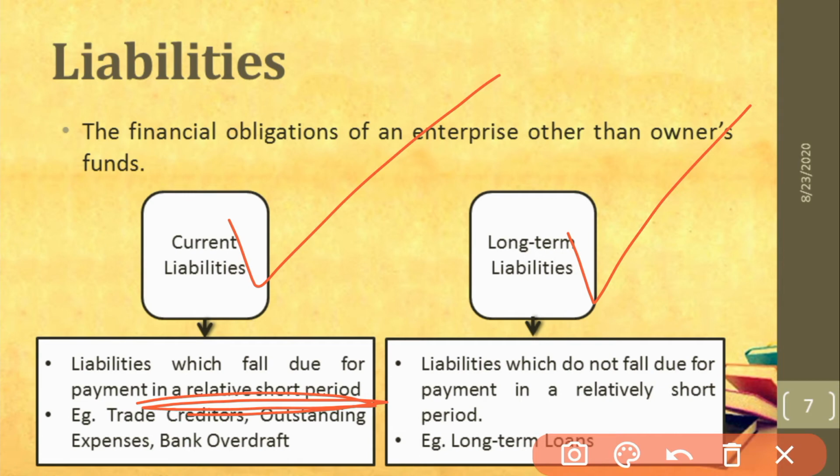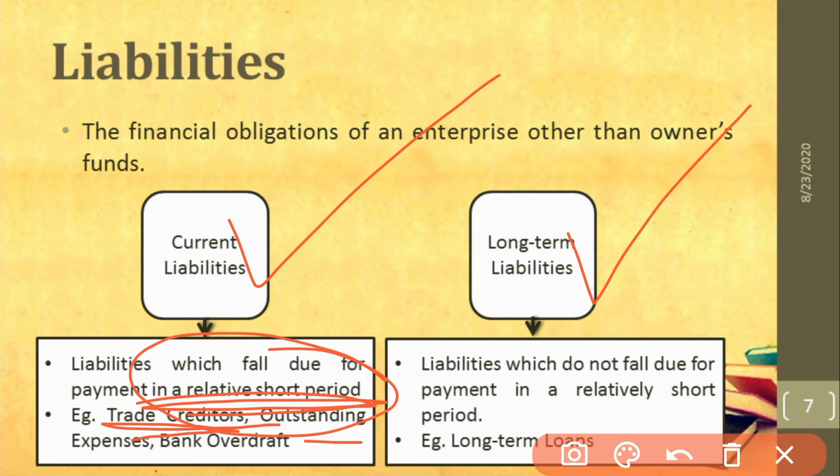This short period is determined as the one accounting period that comprises 12 months. In India it is from 1st April to 31st March. So whatever liabilities are due in that short period of time, or in one accounting period, are known as the current liabilities. For example, trade creditors: creditors to whom we have to pay within 12 months, from whom we have taken a debt.